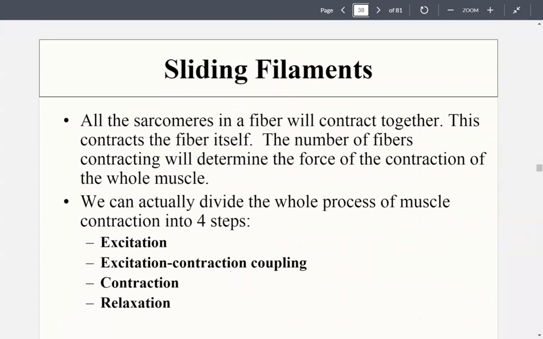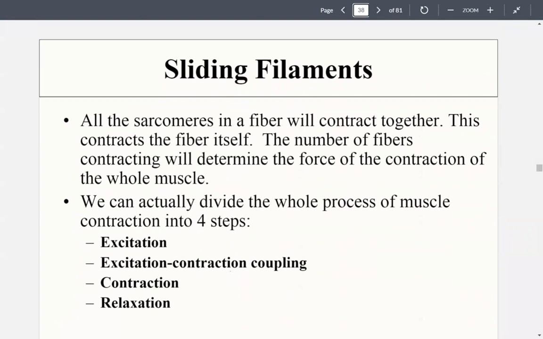So, one of the things that we do need to keep in mind is that a muscle fiber is composed of many sarcomeres. These sarcomeres are going to contract as one. So it's not going to be one individual sarcomere, it's going to be all of them. In turn, that means this fiber will contract as one unit.